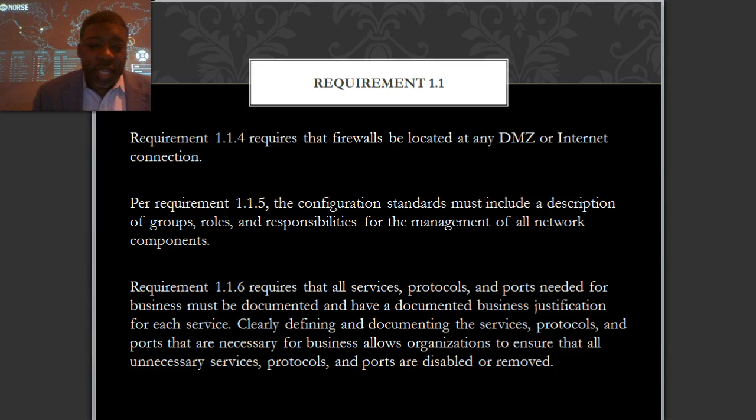1.5 basically states that this is the description and roles of assignments and responsibilities, which ensures that personnel are aware of who is responsible for the security of all network components, and that those assigned to manage those components are aware of their responsibilities. If roles and responsibilities are not fully assigned, devices could be left unmanaged. That's 1.5 in a nutshell.